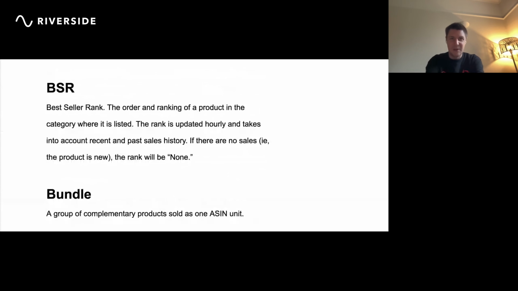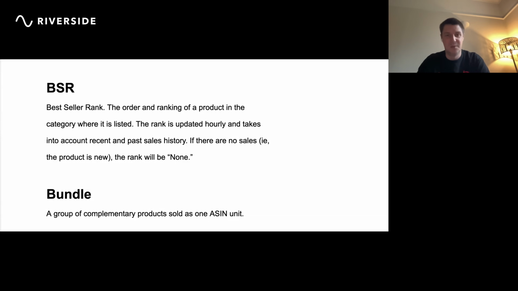I touched briefly on this one earlier, but the bestseller rank. So this is the order that you rank organically on a category for each individual product. So this rank is updated hourly, often on or very close to the hour, and it takes into consideration a few things. So your recent sales history, like how many sales have you had in the last hour, but also your past sales history, so for like the last 30 days, etc.